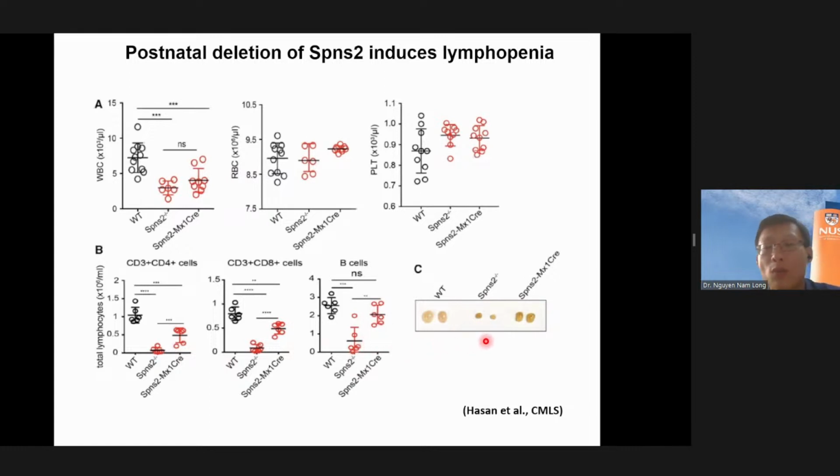So it's quite interesting to note that for the lymph node structures, when we remove SPNS2 completely from the animals, it actually affects the lymph node structure. When we temporarily remove SPNS2 in the conditional knockout, the lymph node size in this case is rather conserved.